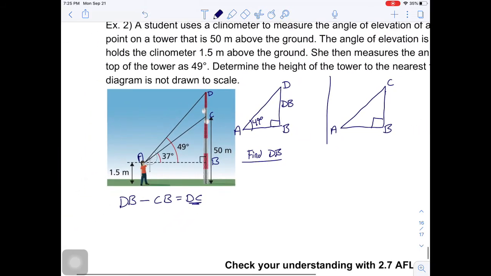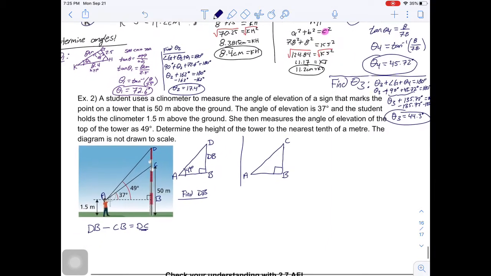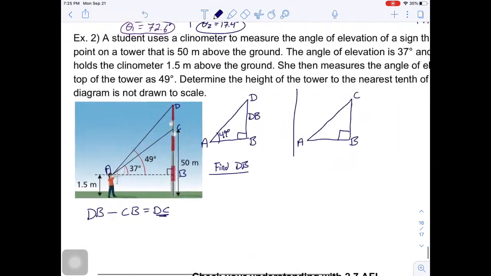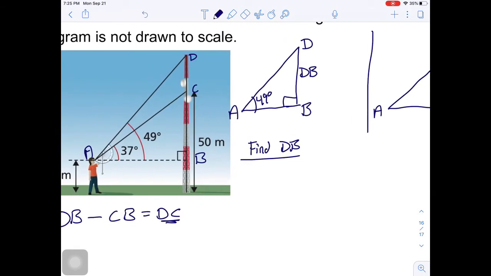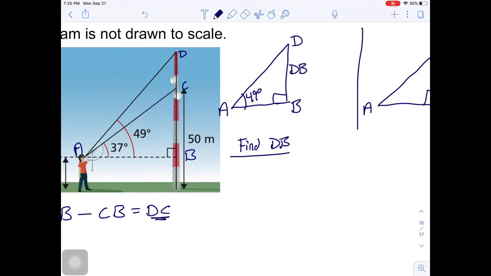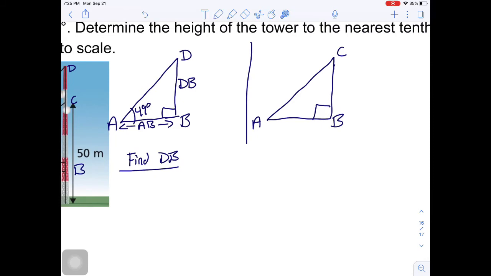What else do we know? We know that's all we really know about this triangle. We can try and find A to B here. Now recognize A to B pops up in both triangles. Okay, so is there a way to find A to B over here? Well, let's check.